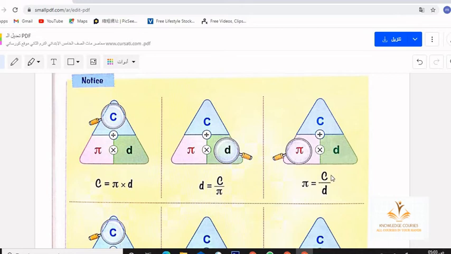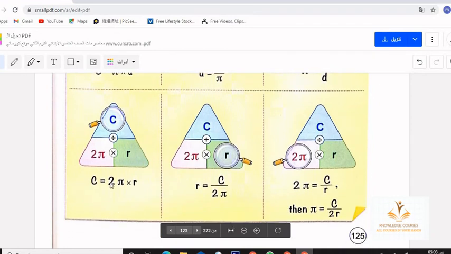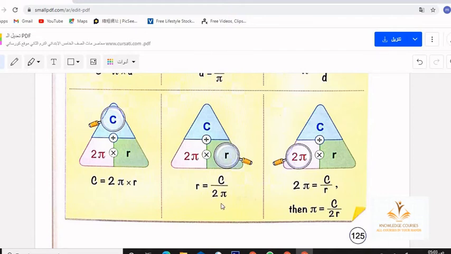Pi equals C divide d, and C equals 2 pi r. R equals C divide 2 pi, and 2 pi equals C divide r. So pi equals C divide 2r. Okay.